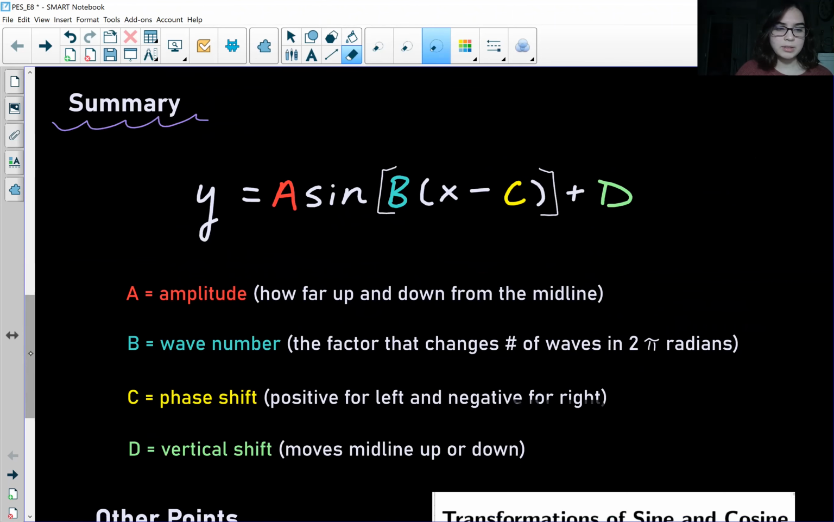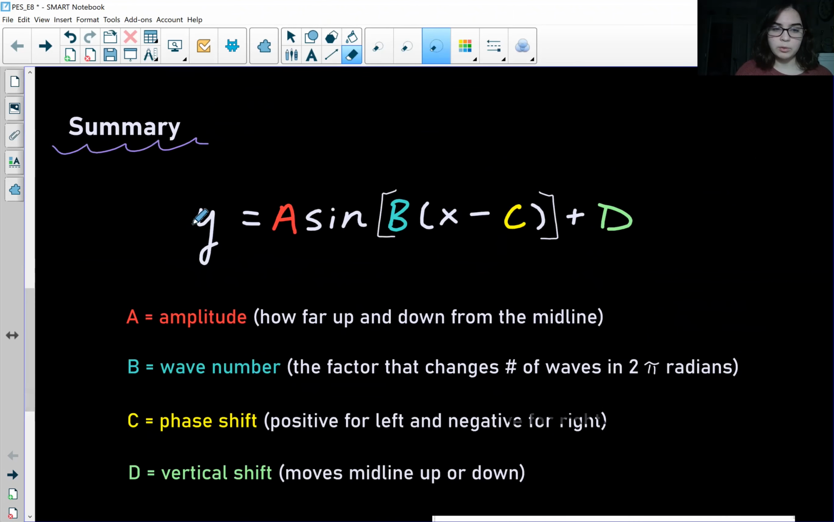So here is a summary of what a trig function looks like, kind of the different components or parameters. And you can take a screenshot of this if you want to. But let's go ahead and start on the right here. So this is letter D, and D is going to be our vertical shift. The vertical shift just moves the midline up or down.